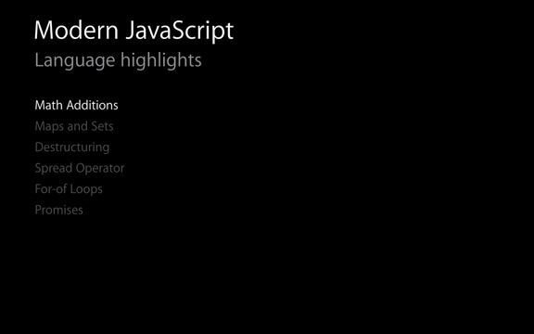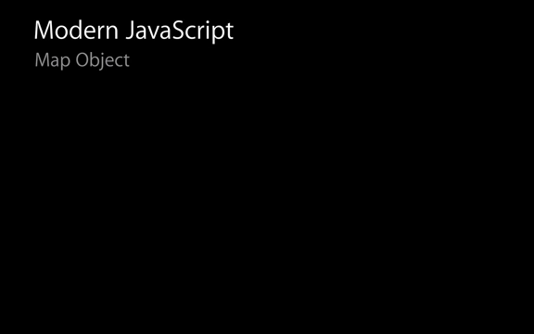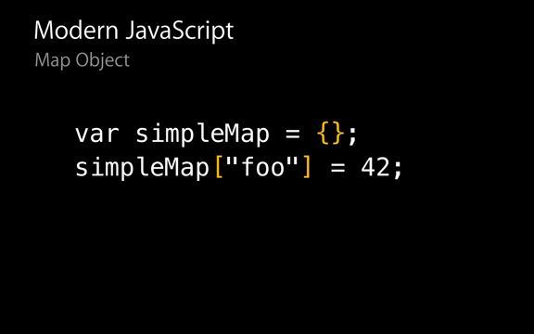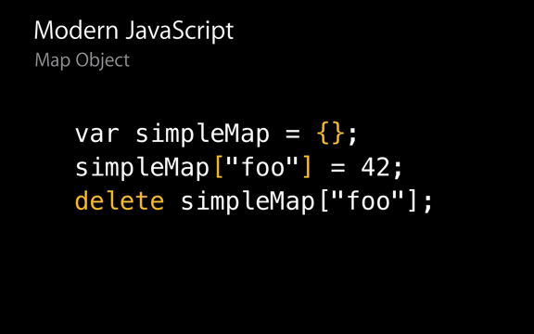Now let's talk about maps and sets. So what do I mean by maps and sets? Well, in JavaScript, you might think of this as a map. This is something that you create as a generic object, and it's really just a property bag. You can throw whatever you want on this object. You can set simple strings, and any object can be the value. And you can remove things from that map.